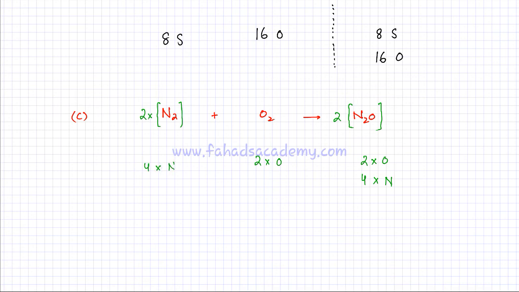If I have two molecules of N2, that would give me a total of four nitrogen atoms. Now my left hand side, my reactants, and my products are all balanced. In my reactant side I have four nitrogen atoms and two oxygen atoms. In my products I have two oxygen atoms and four nitrogen atoms. Now the equation is completely balanced.